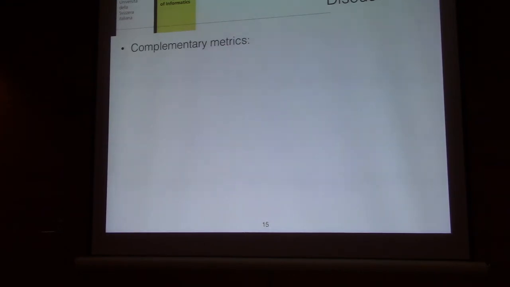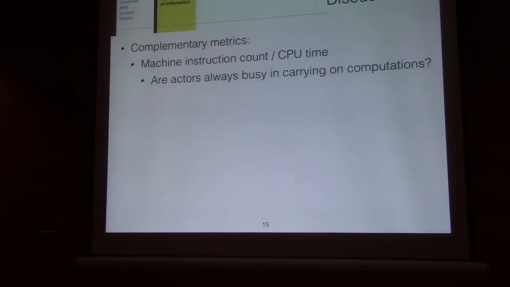Regarding complementary metrics, apart from machine instruction count, we could also derive CPU time. This would allow us to answer the question of how often actors are busy carrying out computation. We already know how much they are utilized, but we don't currently know if they spend all the time busy carrying out computations or if they stay idle for most of the time. And this is something that we can answer thanks to CPU time.